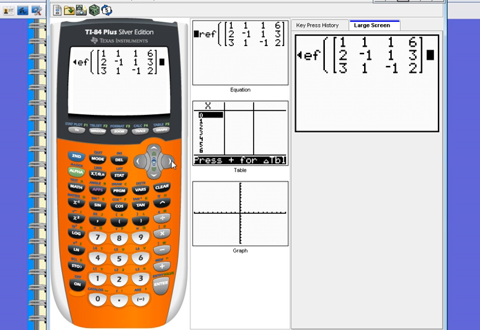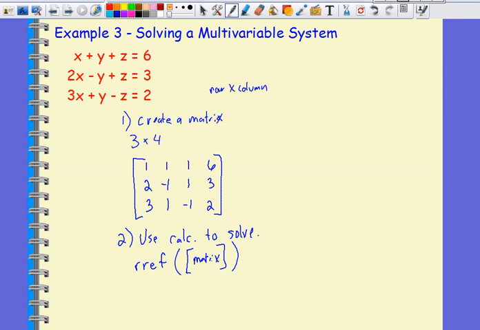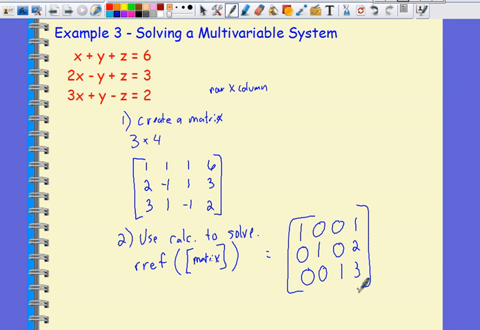Now, remember guys, what was this column? X. What was this column? Y. And what was this column? Z. And then this, of course, was my solutions, my answers. If you read it correctly, do you see what this is saying? X equals 1, Y equals 2, and Z equals 3, because remember, this was X, this was Y, this was Z. Okay? So it does all the work for you.